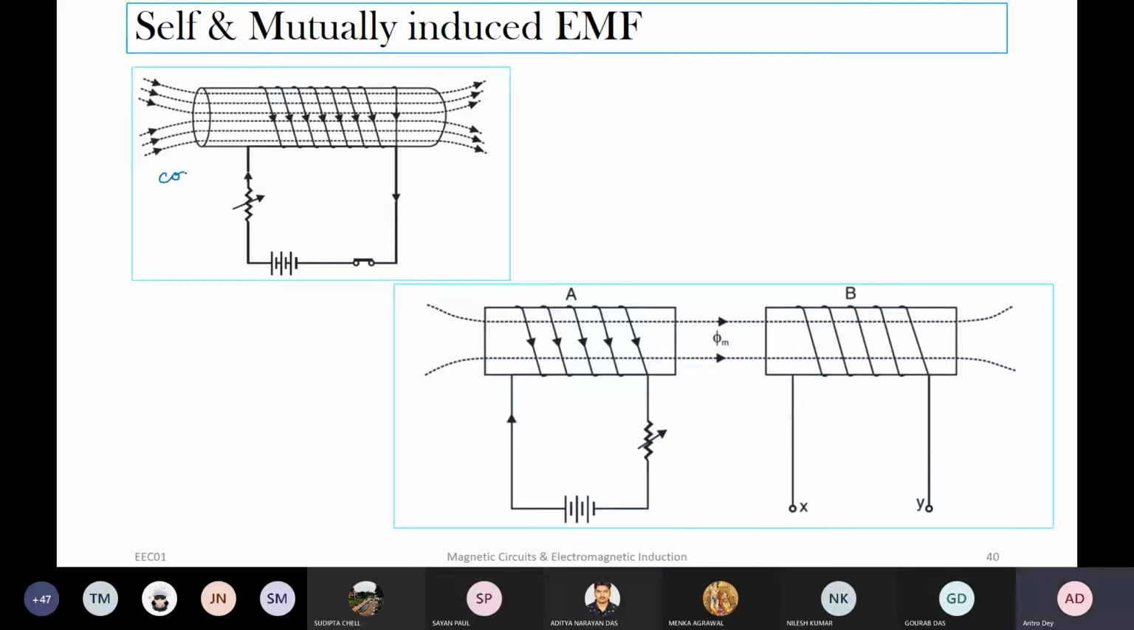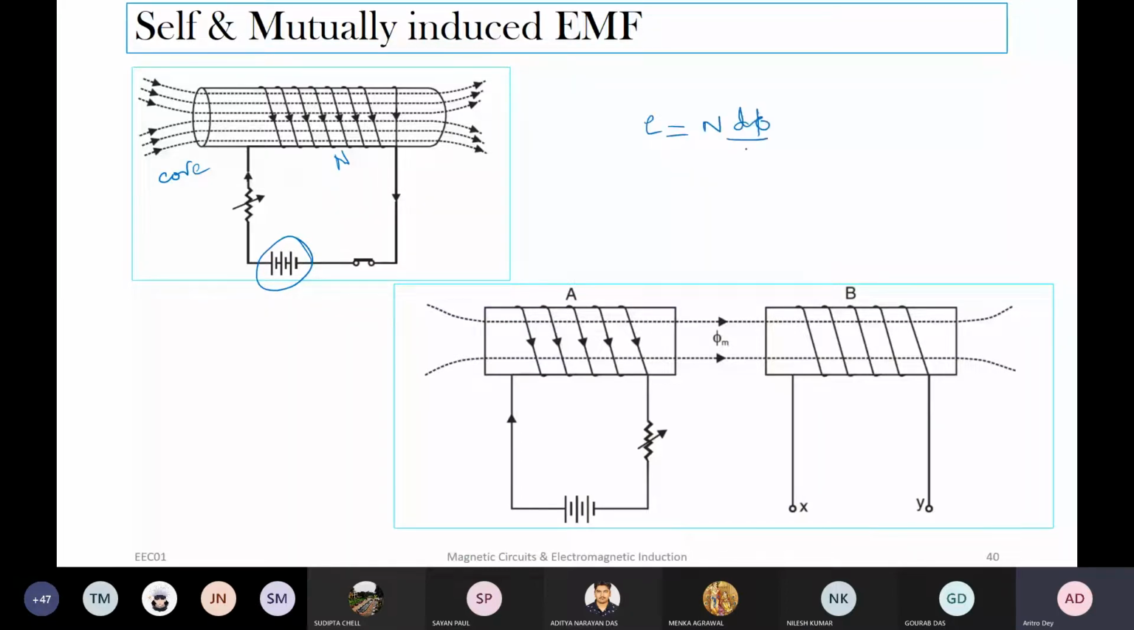It can be an air core if it is only air, and if there is a magnetic material, then the core is a magnetic material, that's all. And you have a battery, a switch, and a resistor through which you are changing the resistance of the coil of this circuit. This is how a dphi dt will be developed, and if n number of turns are there in this coil, then EMF will be equal to n into dphi dt.